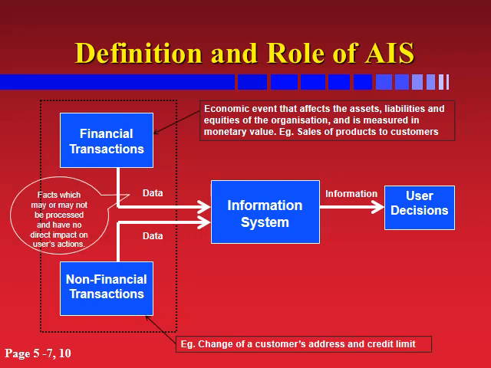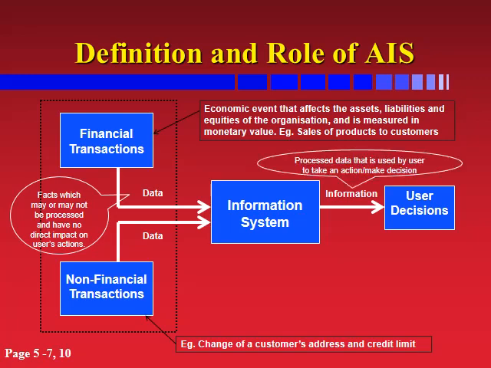Now, do note that data, whether it be financial or non-financial transactions, are facts which have no direct impact on the user's actions. For example, a credit sale transaction. Information, on the other hand, is processed data that is used by users to take an action and/or make a decision. For example, the sales report by region will trigger the sales manager to take appropriate actions on the regions with low sales.